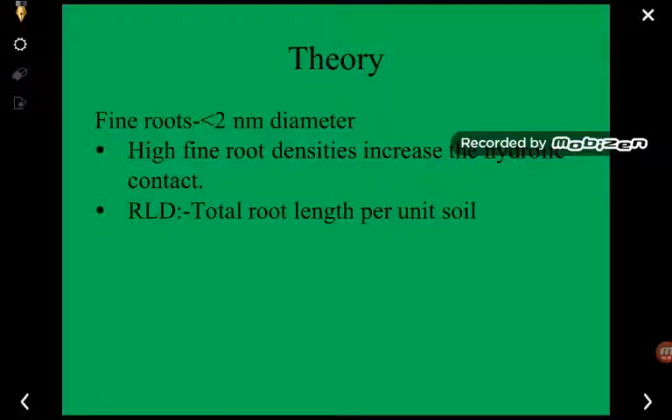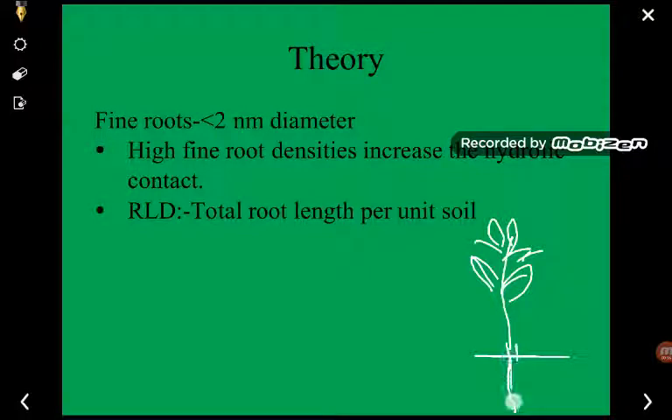And next, coming to the theory, normally the roots, you know that it is one of the parts of the plant. Consider this is a plant and this is considered to be the root. This is the main root system, said to be the taproot system, and there are two types of root, that is fibrous and the taproot system. If it is a taproot system, only one main root is present which penetrates under the ground, and the rest of these roots are said to be the lateral roots.